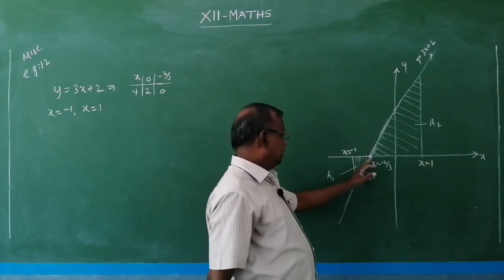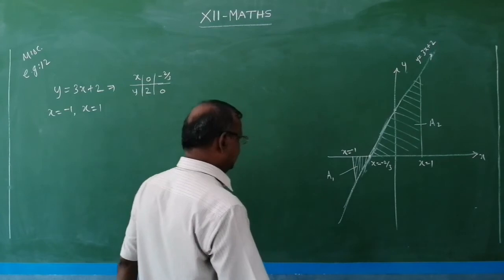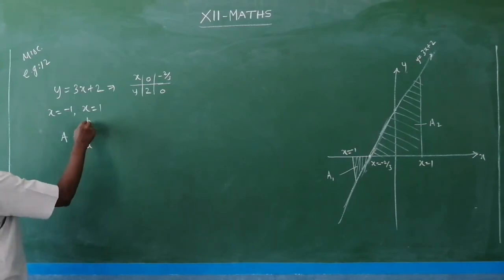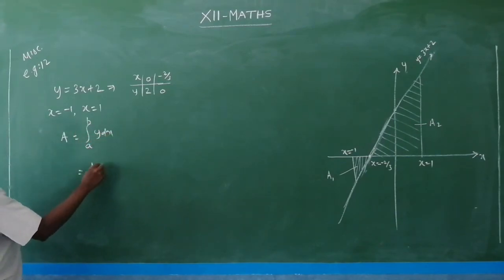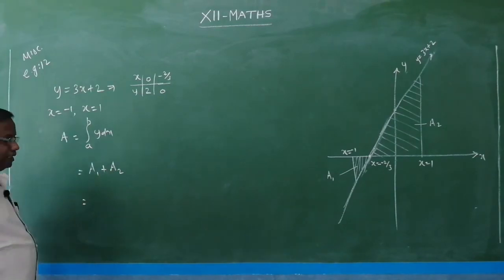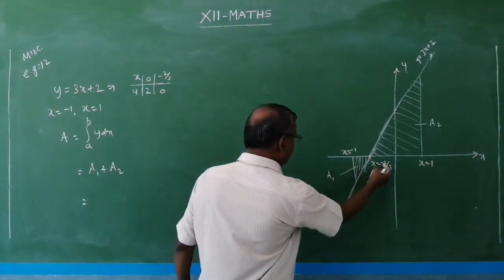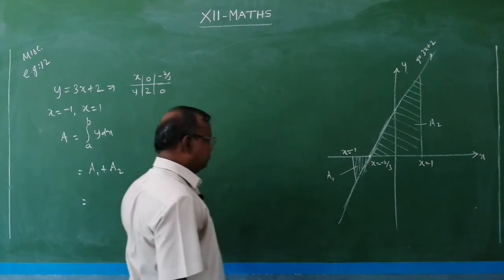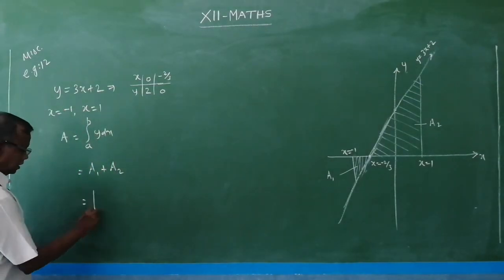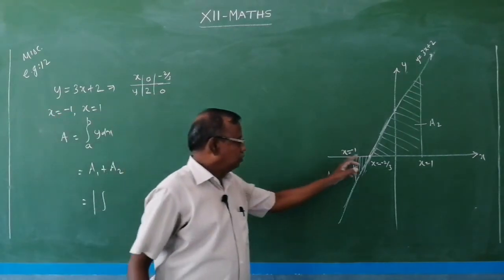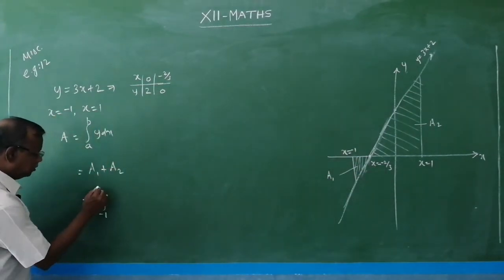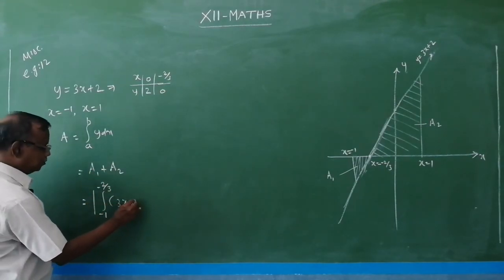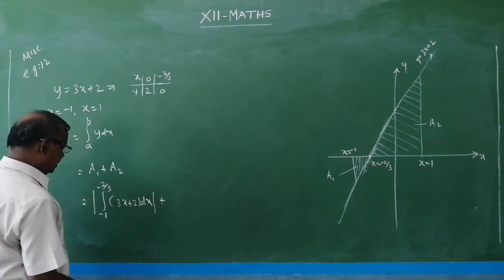Clearly A1 is lying to the left of the y axis. So let area equal to integral a to b y dx, that is equal to A1 plus A2, and A1 is integral -1 to -2 by 3, that is below x axis, y is negative. So below x axis y is negative, therefore put a modulus for A1. This is modulus of integral -1 to -2 by 3 of y dx. So y means 3x plus 2 into dx, and plus the second one.